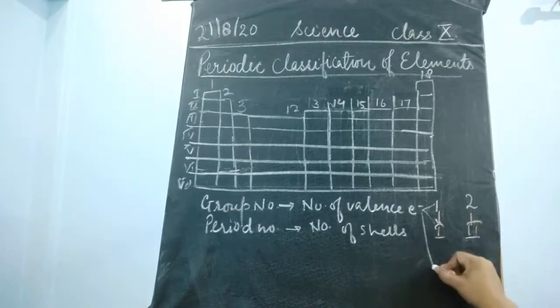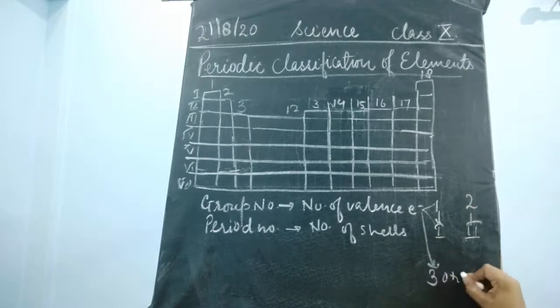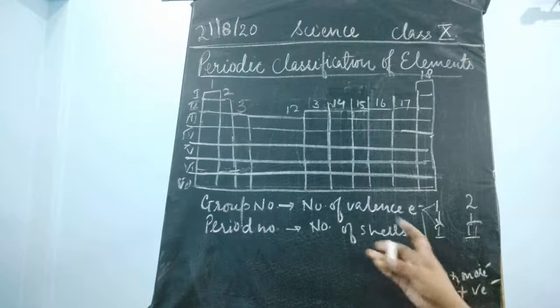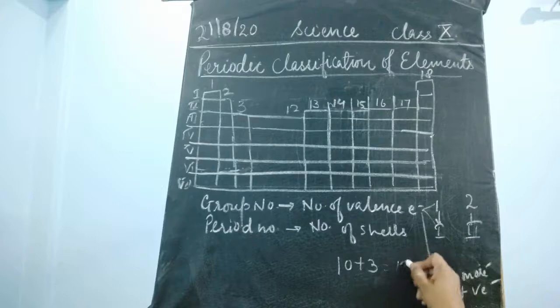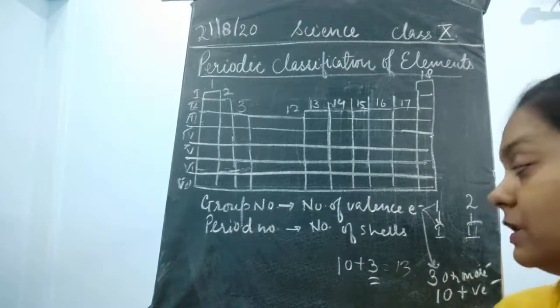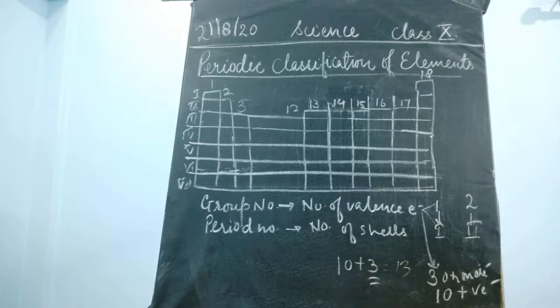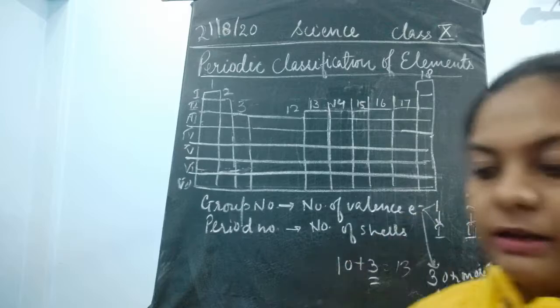Now if 3 or more electrons are present, then what will happen? You will just add 10 plus the valence electrons. Please remember this: 10 plus valence electrons. Suppose it belongs to the 13th group, what would happen? It is going to be 10 plus 3. It becomes 13 because it has 3 valence electrons. Because it had 3 valence electrons, that is why we added 10 to the number. So this is very easy for us, and now you can solve the numericals very quickly with this trick.